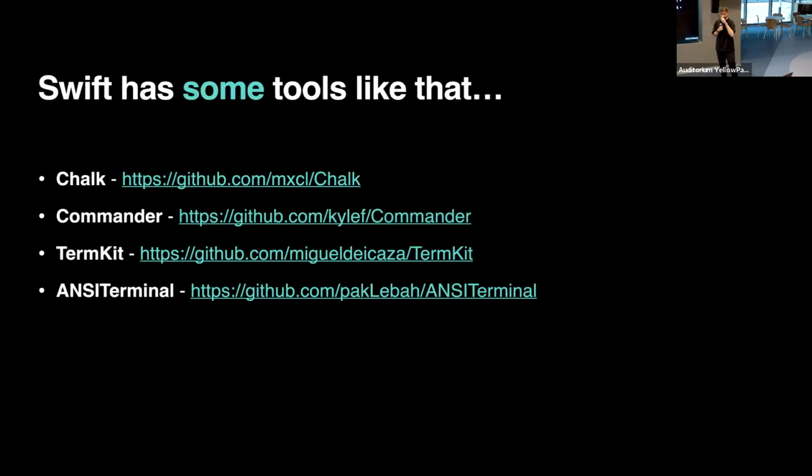And Swift does have some tools like that. Some of them are migrated directly from JavaScript, like Chalk and Commander. You've got TermKit and ANSI Terminal as well, which allow you to do low-level commands and change the color of text and do that kind of thing. So Swift does have some tools like that, but the thing that I'm missing is a library that actually gives you UI components out of the box that you can use, and you can make interactivity very, very easy.